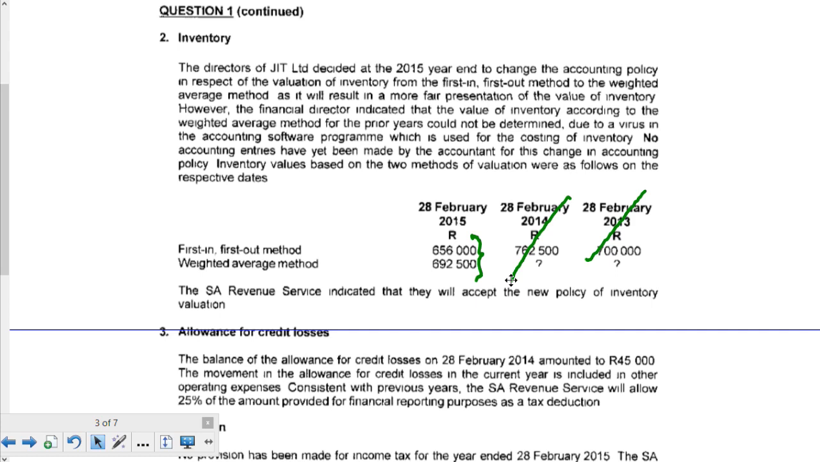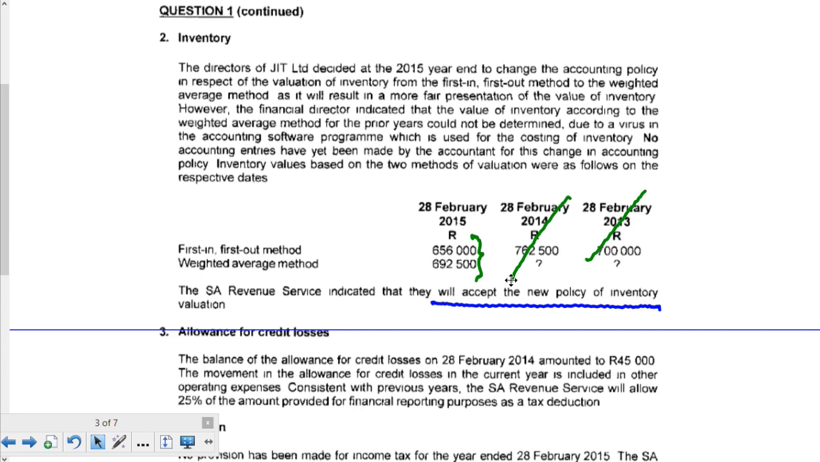Okay. Yes, that's right. So that change is an increase in inventory. Do you agree? And if I increase inventory, I'm debiting inventory, and I will credit cost of sales. So what happens when I credit cost of sales? It's a decrease in cost of sales. Do you agree? All right, so then put in the tax numbers. Look what they say: SARS will accept this new policy.